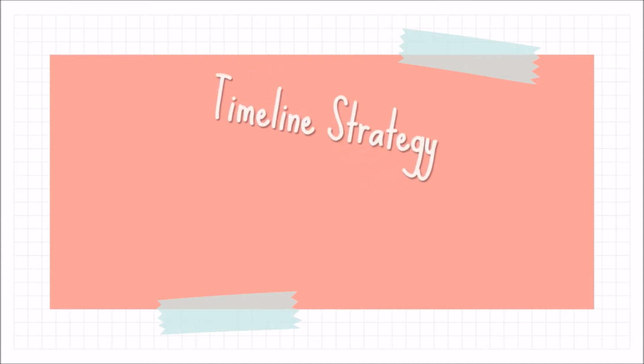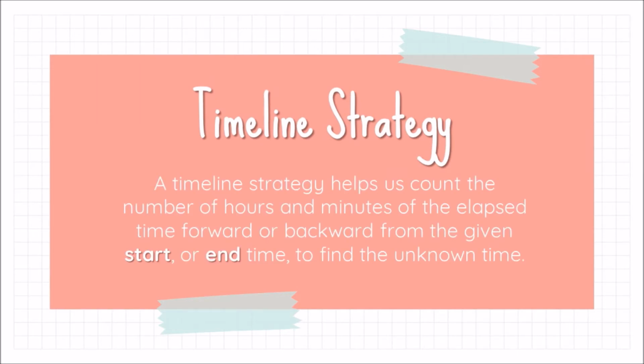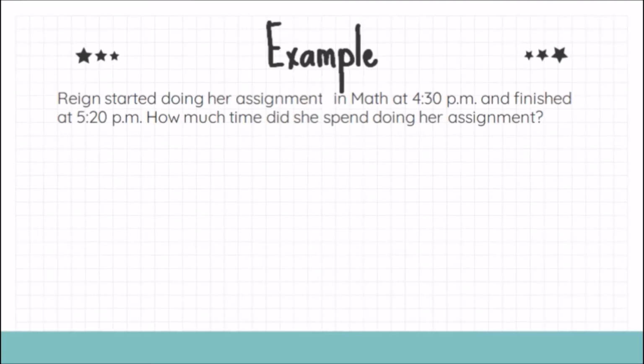First strategy is using a timeline. A timeline helps us count the number of hours and minutes of the elapsed time, forward or backward from the given start or end time, to find the unknown time. Here's an example. Rain started doing her assignment in math at 4:30 p.m. and finished at 5:20 p.m. How much time did she spend doing her assignment?